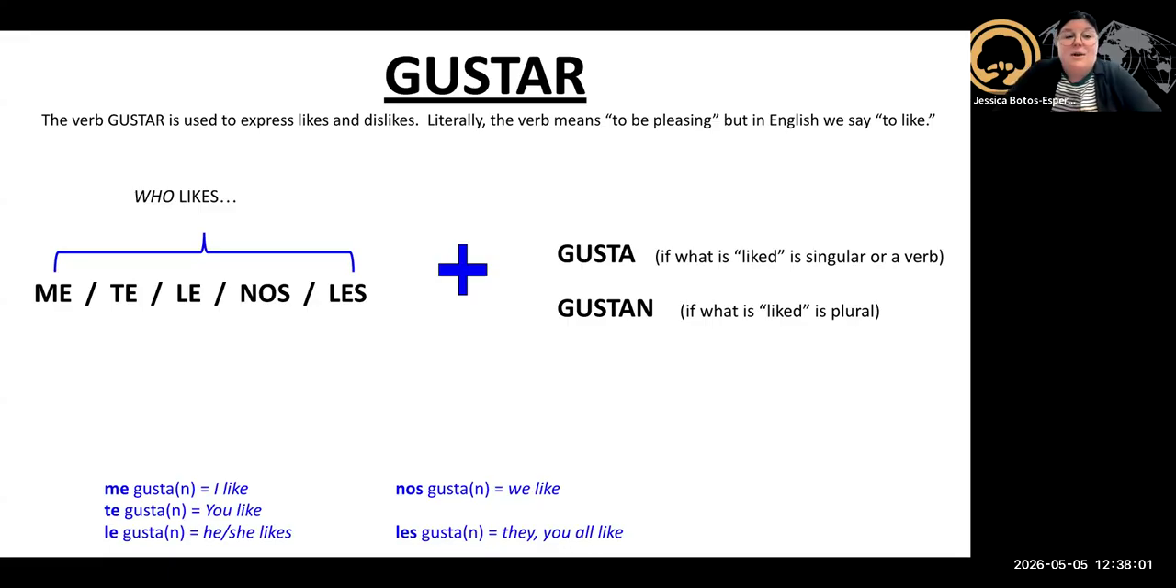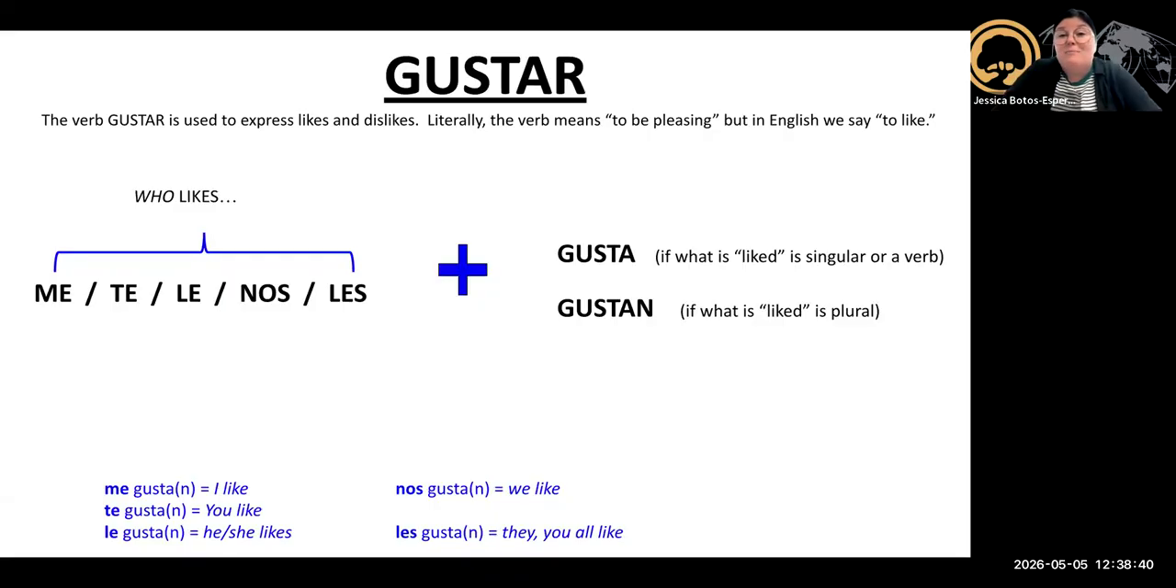Let's start with these. If I want to say that I like something, I'm going to choose me. And then I'm going to choose either gusta or gustan, depending on what follows. If what follows is singular or a verb, I'm going to say gusta. Me gusta el café. Café is singular, so I'm going to choose gusta. Or a verb, I could say I like to study. Me gusta estudiar.